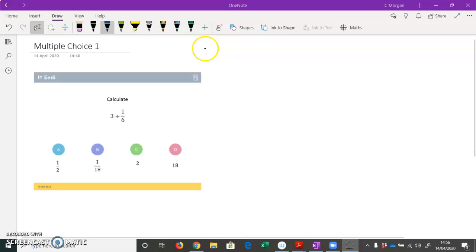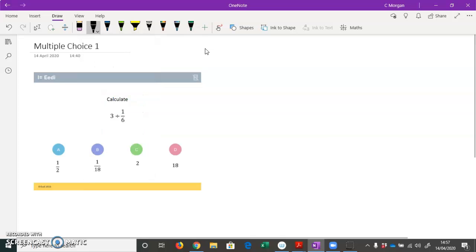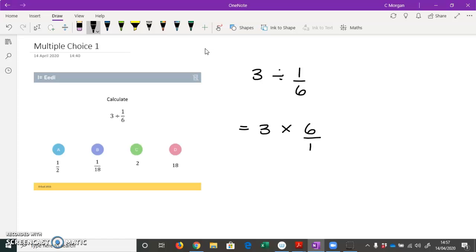So here's a multiple choice question for you. Can you choose which answer, A, B, C or D, you think is the correct one, please? You may pause the video, and I'm going to now answer it. Okay, so I can see the question is 3 divided by 1/6. I'm going to change it into a multiplication, 3 multiplied by 6 over 1, which is the inverse of the fraction. 3 is 3 over 1, or 3 divided by 1, and I can see that 3 times 6 is 18. 1 times 1 is 1, and my answer should be 18. It was D. I hope you got that one correct.